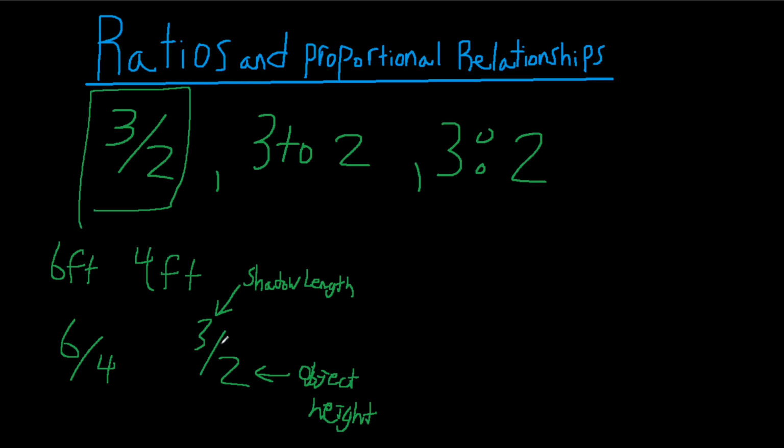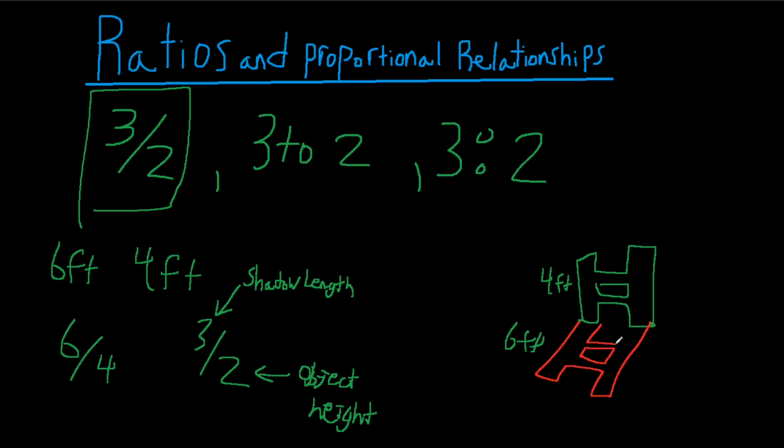This is very important because whenever you write a proportion, you have to know what goes on the top and what goes on the bottom. Let's give another example. So this is the fence right here, and we know that it was 4 foot, and its shadow was 6 foot. Let's draw that really quick. And now let's say that we have this pole.